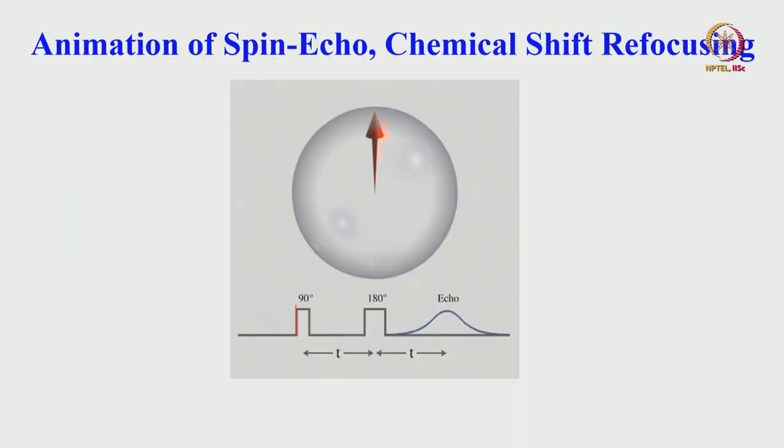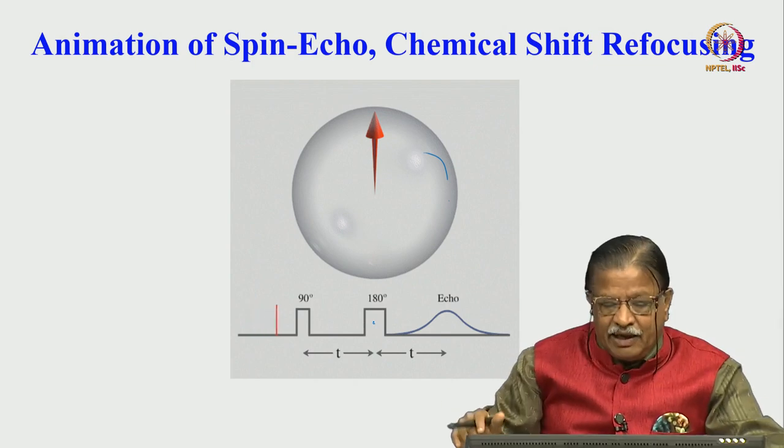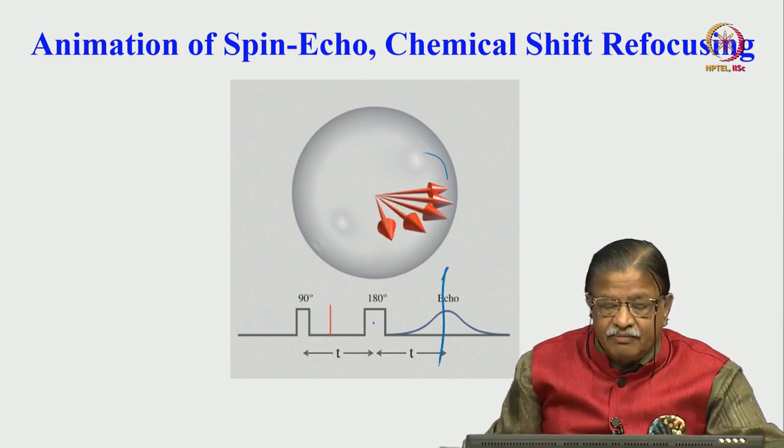Okay, this is a simple video which shows you how spin echo occurs. Look at it. It starts here. You apply the 90 pulse, bring all the spins here, they start fanning out, apply a 180 pulse, it is like turning the pancake. They are rotated like this and then go there, again fanning out, and this is where we get the echo.